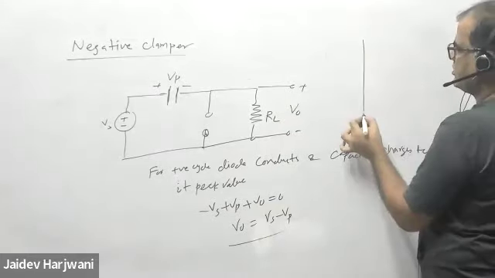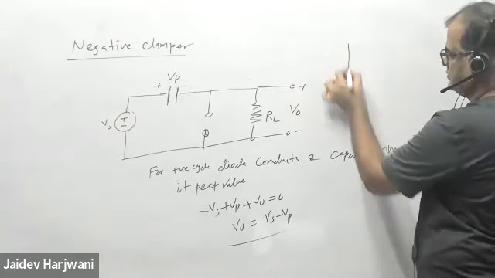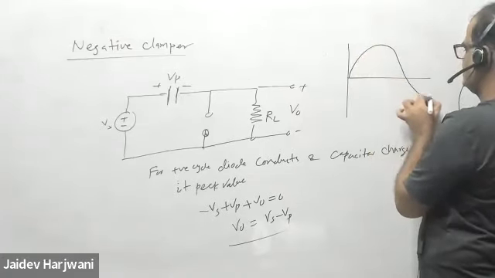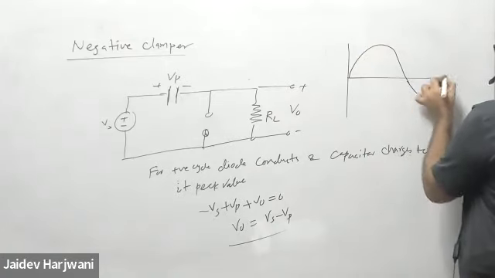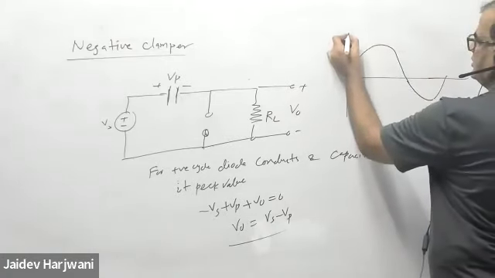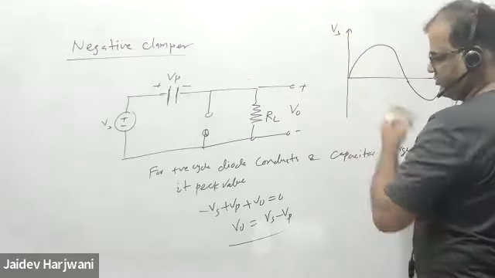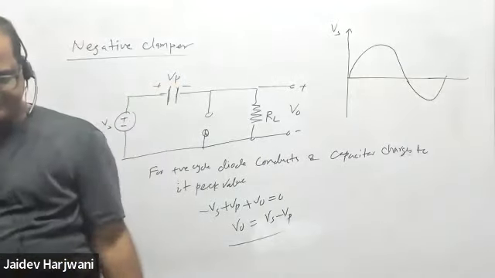Plot the output. This is your V input, and you have to plot the output. Make the output now, how will it come?